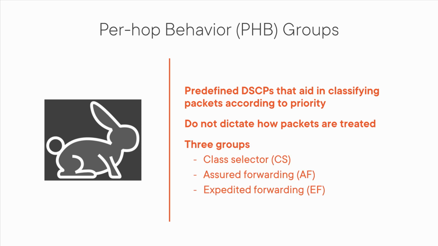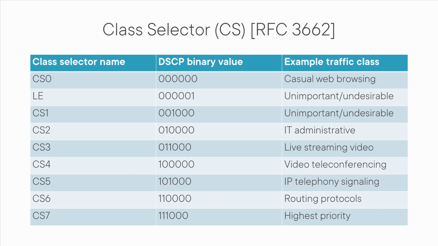These PHB groups are class selector, or CS, assured forwarding, AF, and expedited forwarding, or EF. The class selector PHB group consists of several different classes ranging from CS0 to CS7, with CS7 being the highest priority. The lowest priority code points are quote-unquote lower effort, or LE, and CS1. These are designed for the lowest of the low priority traffic, stuff that you might not even want on your network. Think of BitTorrent or online gaming. CS0 is the default priority, and it actually takes precedence over LE and CS1 traffic.